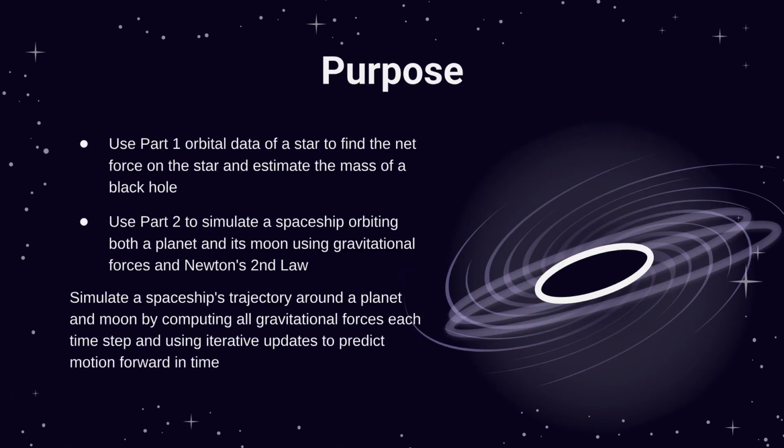So for the purpose of this lab, in Part 1, we're given position data of a star orbiting a black hole. We use that to calculate velocity, momentum, and the net force, and from there extract the black hole's mass. In Part 2, we calculate all gravitational forces each time step to predict where the moon and ship move next, and find a ship velocity that creates a stable orbit around both bodies without crashing.